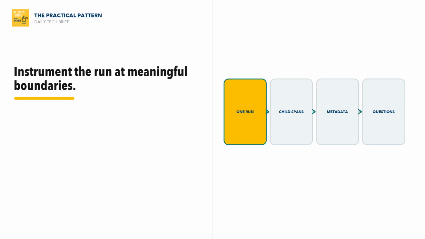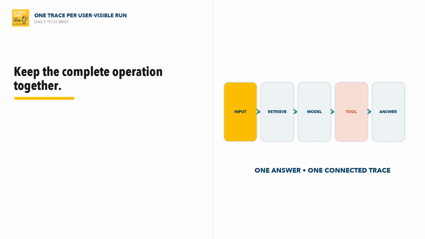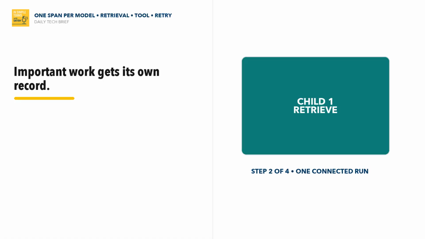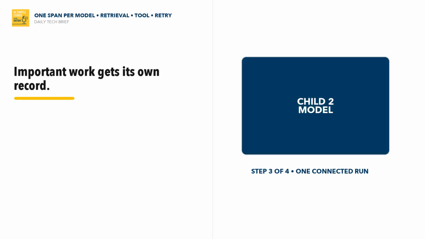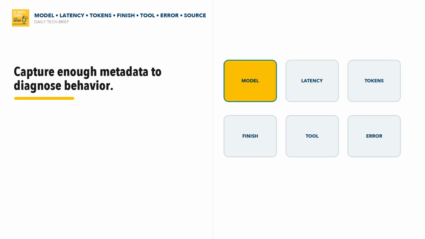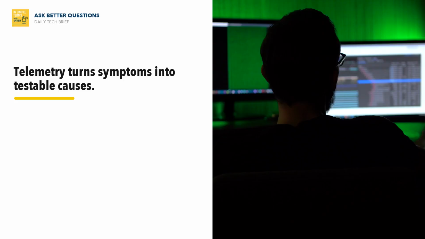For engineers, the practical pattern is simple. Create one trace for every user-visible agent run. Inside that trace, create separate spans for model calls, retrieval calls, tool calls, retries, and final response generation. Record the model name, latency, token usage, finish reason, tool name, error type, and data source ID.